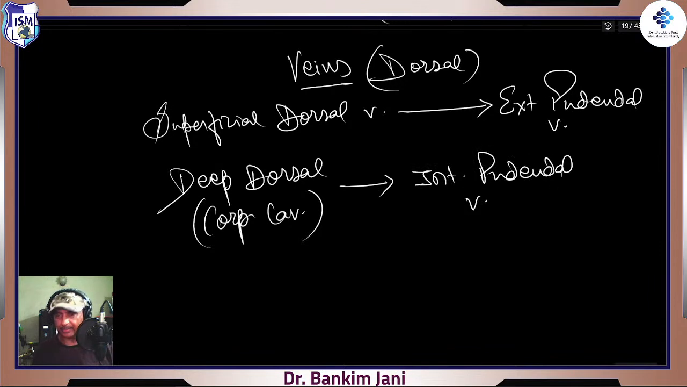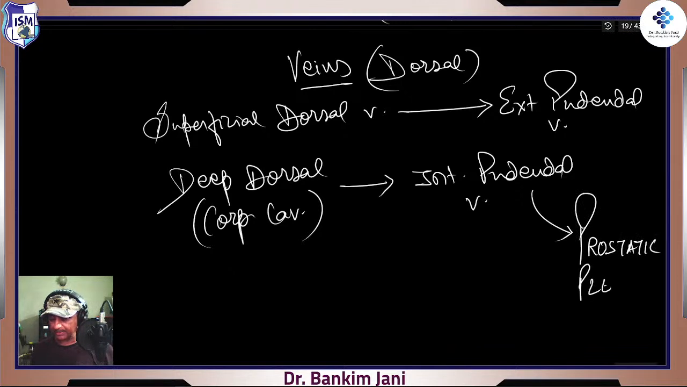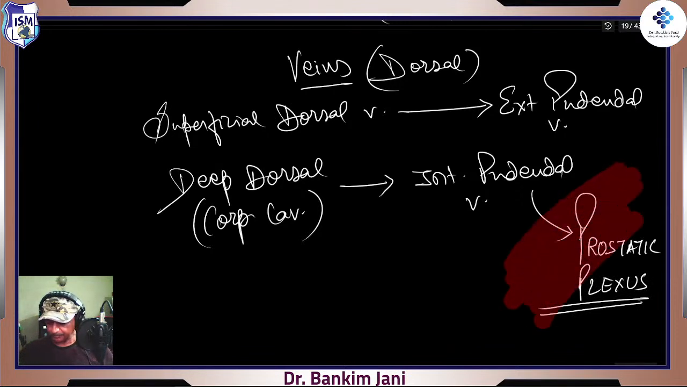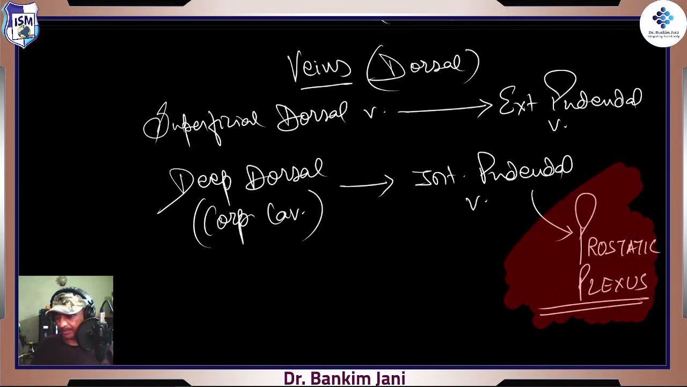So technically speaking, they just follow the arteries, but this internal pudendal will lead to what's called the prostatic plexus. There is a plexus which is near the prostate, and this would be one of the topics when we'll be discussing prostate, right? So this is a highlighted thing, that this is slightly different as compared to others.